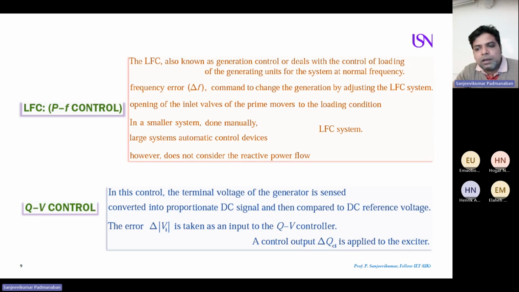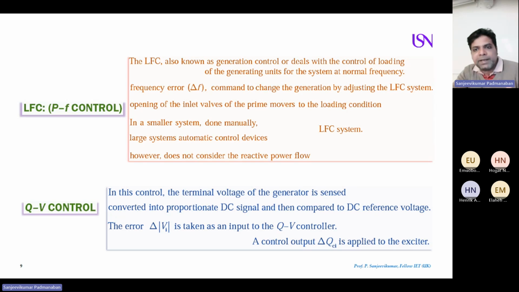Or I say over excitation, under excitation, and normal excitation. So under normal excitation, it is like a normal generator. You generate constant voltage and unity power factor. Of course, you can also work your generator as a reactive power compensator.